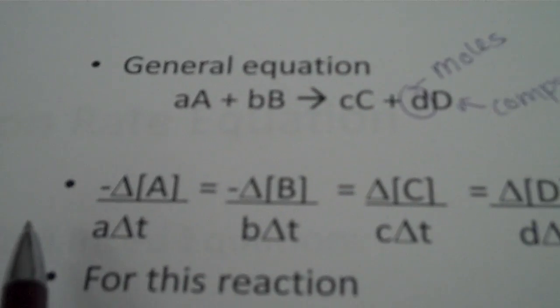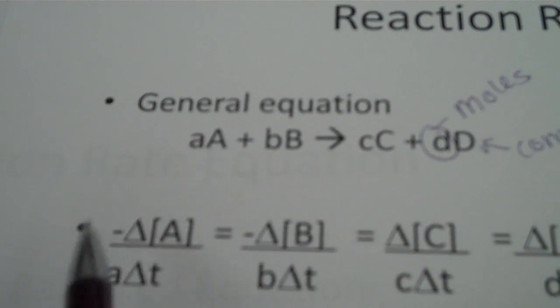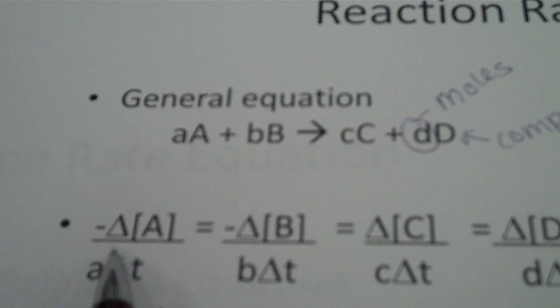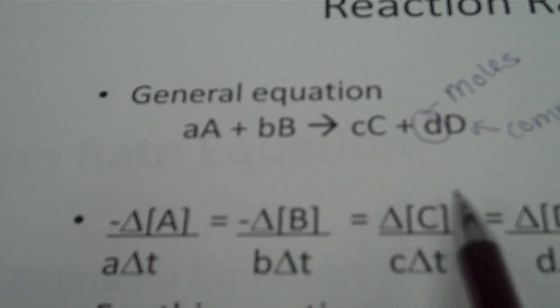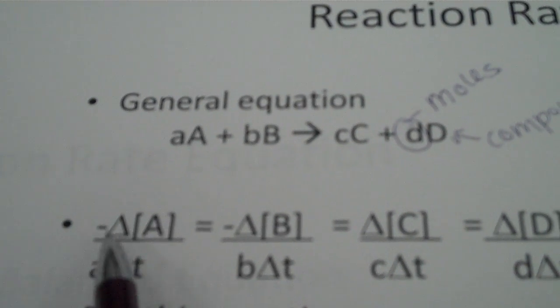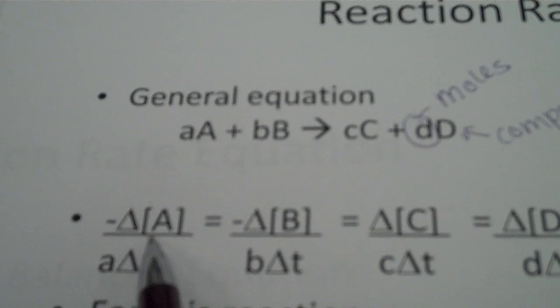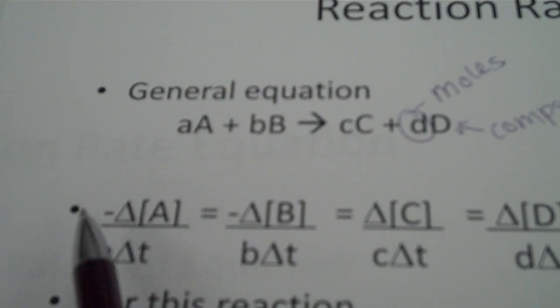Okay, we can write our reaction rates the same way we were doing before, but instead our reactants are going to be a negative, so they all can be equal to each other. This is because reactants are going to slowly disappear and products will slowly be made. So you're going to take the delta A, or the change in the concentration of A, all over the moles of A times the change in time. And that will be a negative.